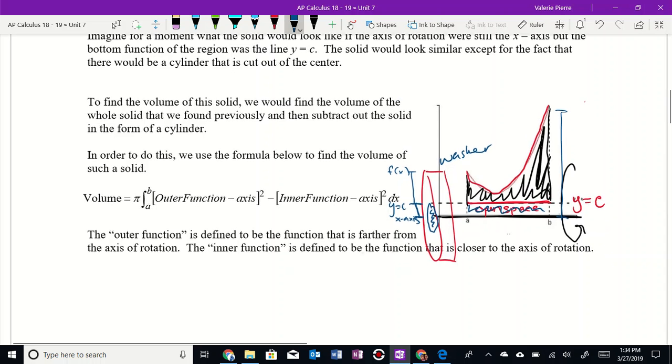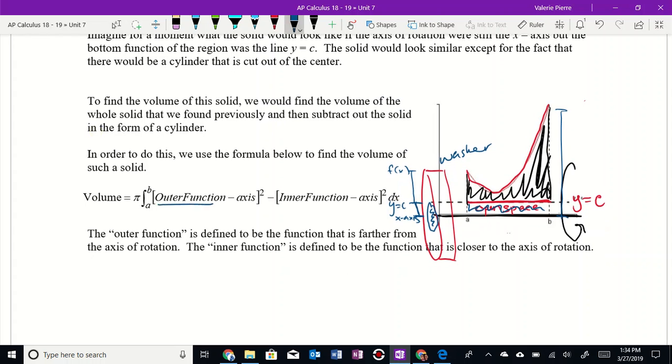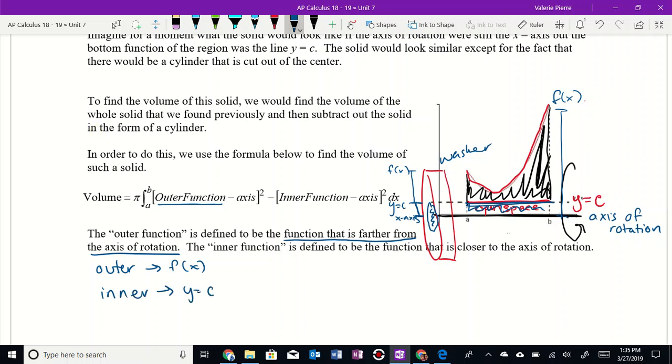The outer function is defined to be the function that is farthest from the axis of rotation. We are spinning this around our axis of rotation, and in this case, our axis of rotation is the x-axis. So the function farthest from the axis of rotation is my f of x function. The inner function is the function closest to my axis of rotation, so that was our y equals c. So our outer is f of x and our inner is y equals c.